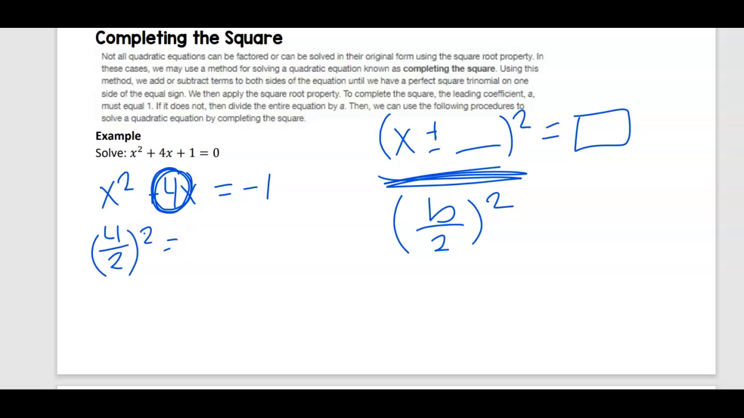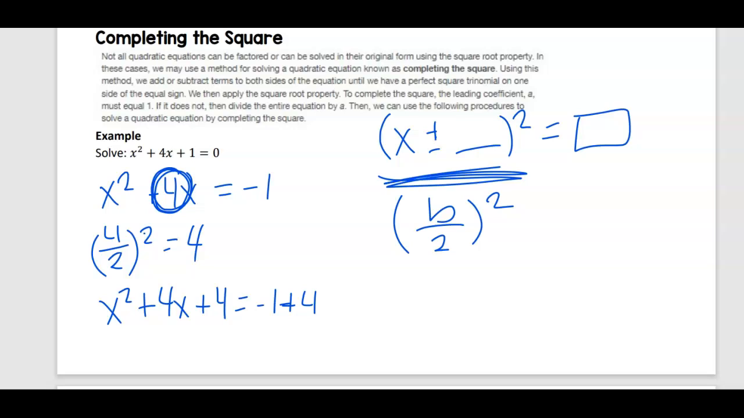Now in this problem, we're going to end up getting 4 when we do this, because 4 divided by 2 is 2, and 2 squared is 4. But I want to make sure we understand that your b term and what we're adding in here don't always match up. It's just in this one example, when your b is 4, that would happen. So I'm going to add that 4 to both sides of the equation. Whatever I do to one side, I can do to the other.